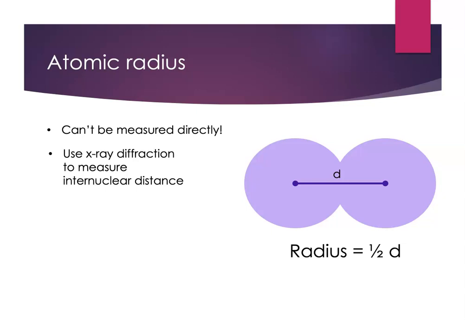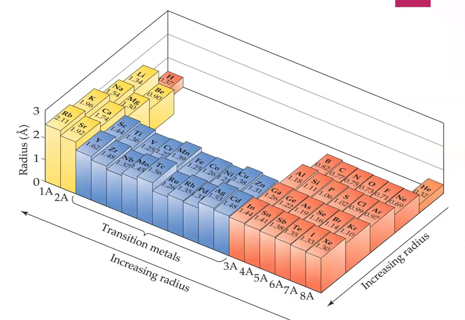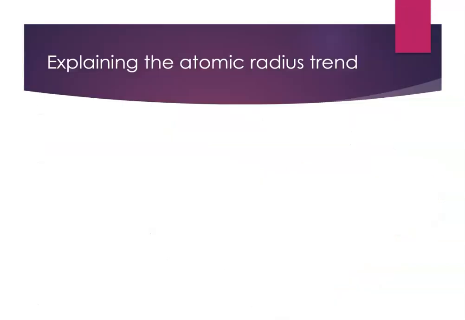We've got to do something. We can make these measurements. They're meaningful and helpful. So a lot of this data has been collected for us already. It's not like we have to go and do the experiments ourselves. And it's been tabulated. Here's a graphic from Pearson, and it shows the data. So we're going to start with the period trend. As we look from left to right, what you can see is they get smaller. That's the period trend for atomic radius.